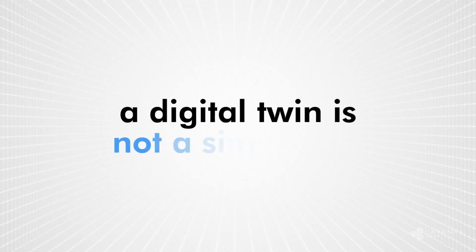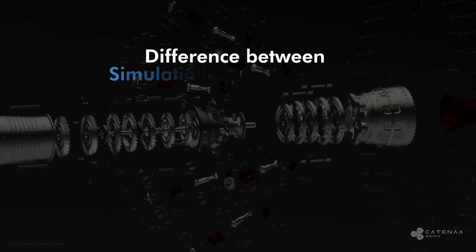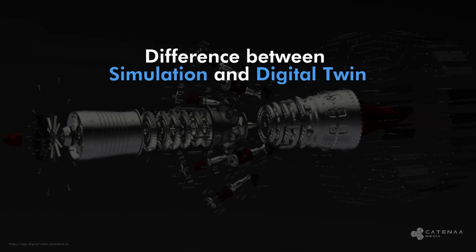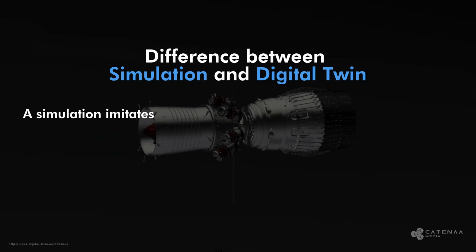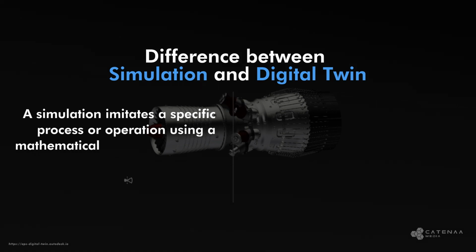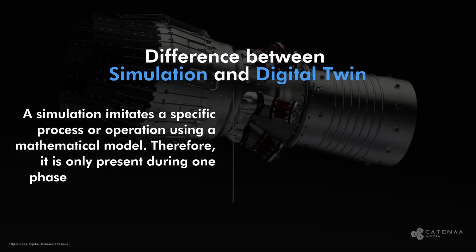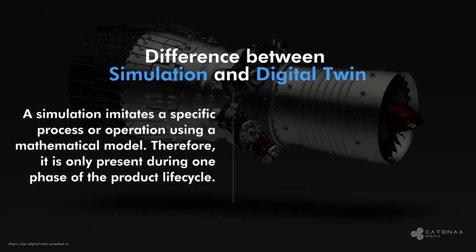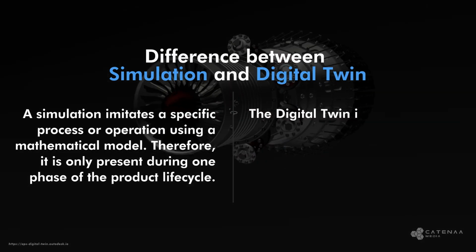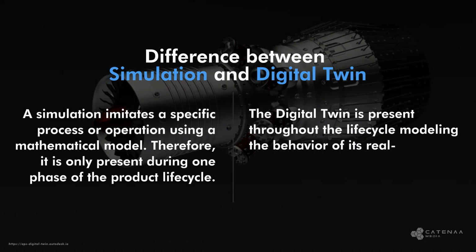Another important factor to remember is that a digital twin is not a simulation. There is considerable difference between the two concepts. A simulation imitates a specific process or operation using a mathematical model. Therefore, it is only present during one phase of the product life cycle, whereas the digital twin is present throughout the life cycle, modeling the behavior of its real-life object.